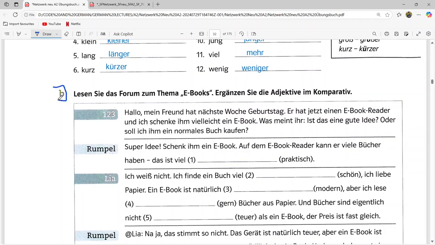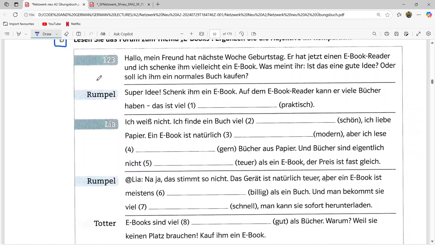Lesen Sie das Forum zum Thema E-Books. Read the forum, and the topic or theme of the forum is e-books. Ergänzen Sie die Adjektive im Komparativ. So fill in the blanks with adjectives in the comparative. Okay, let us start.